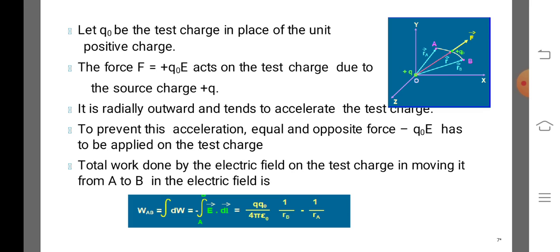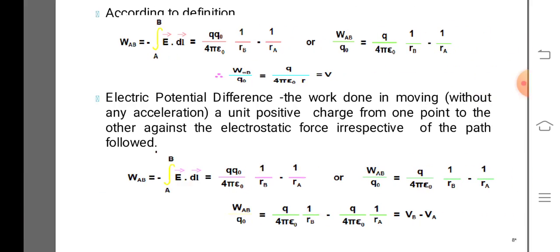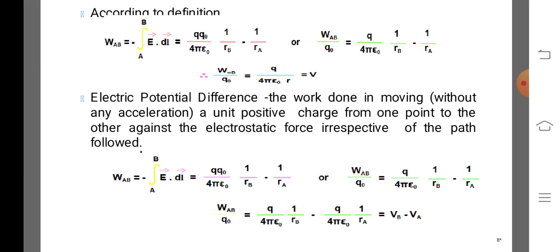The total work done by the electric field on the test charge in moving it from A to B is W_AB equal to integral of dW equal to minus integral from A to B of E vector dot dl vector, equal to Q times Q naught by 4 pi epsilon naught, times 1 by r_B minus 1 by r_A. This is a definition of the electric potential according to the charges and field.